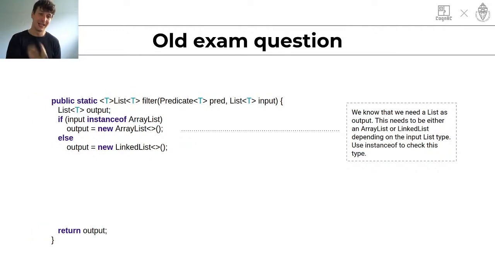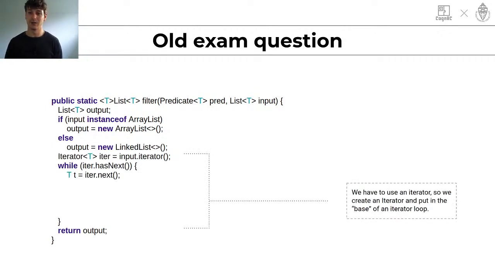So we established that we are creating an array list or a linked list. Next thing is we have to use an iterator. So we create an iterator, and we also know that the iterator has the iter.hasNext and the iter.next method. So basically this while loop is pretty much the same for every iterator that you're using. The one difference is that now we say the element is of type T. That type T depends on what type of list you're iterating through.